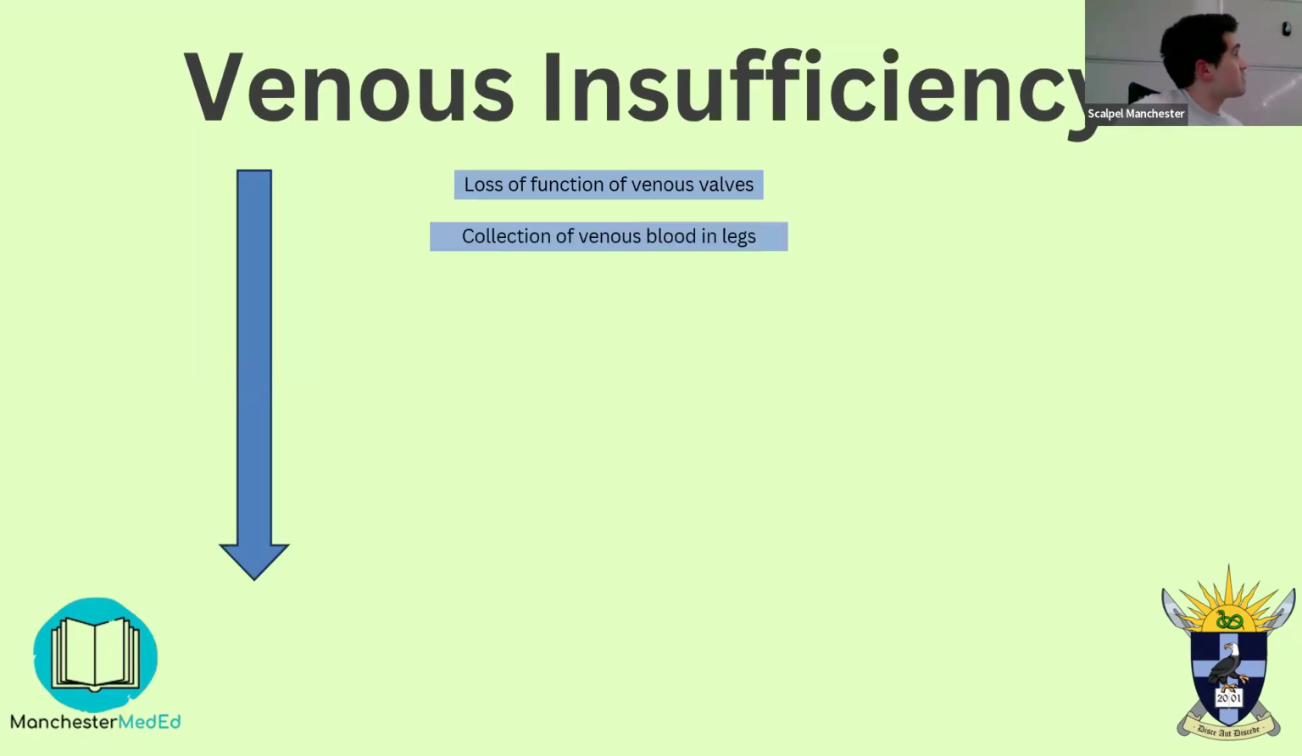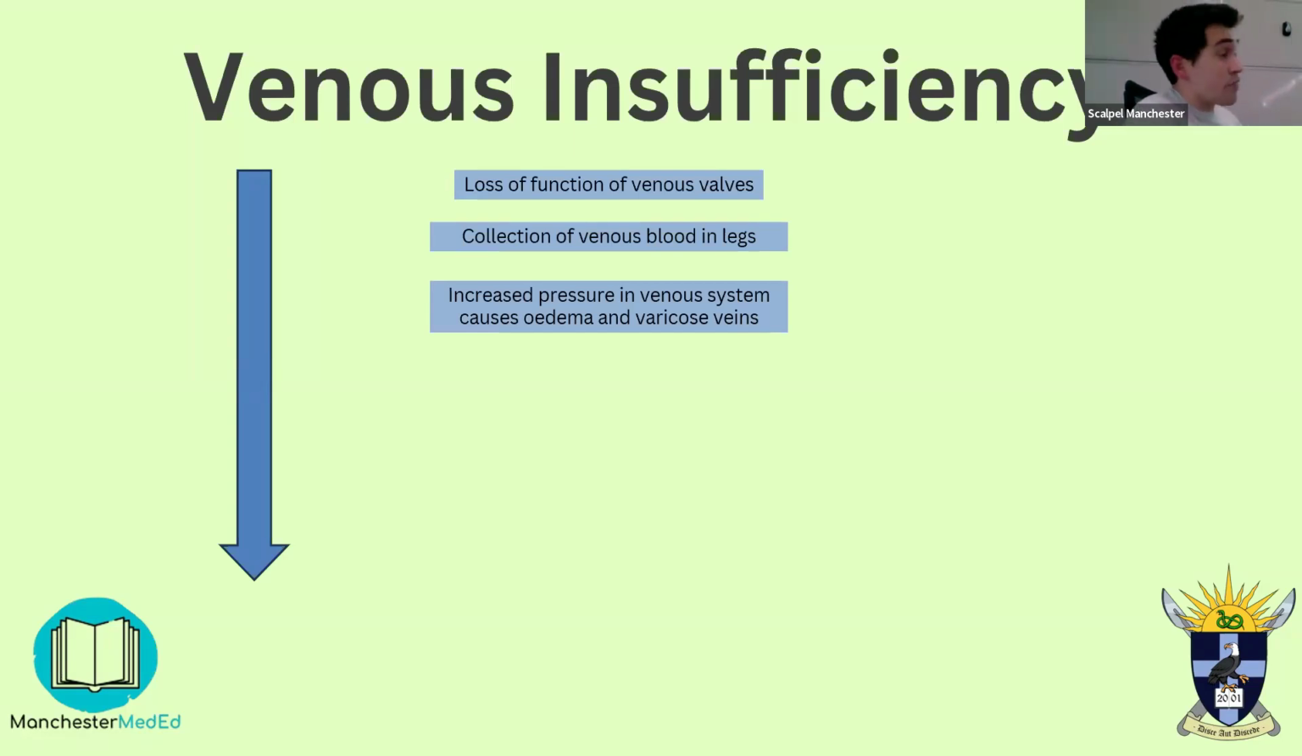Without venous valves, you get retrograde flow. So you can see this on an ultrasound. You get backflow of blood through the veins. This then, you've got blood pooling in the veins. For one, you get varicose veins. You get these dilated, swollen veins that become visible on patients' lower legs. But you also get increased pressure in the venous system.